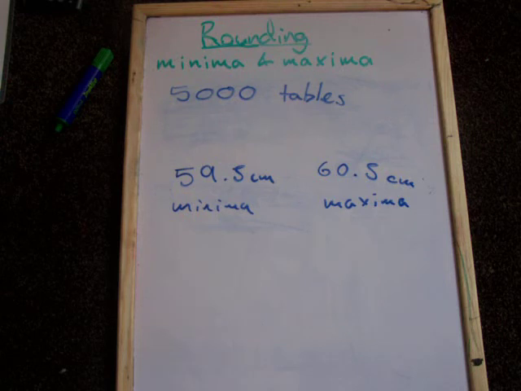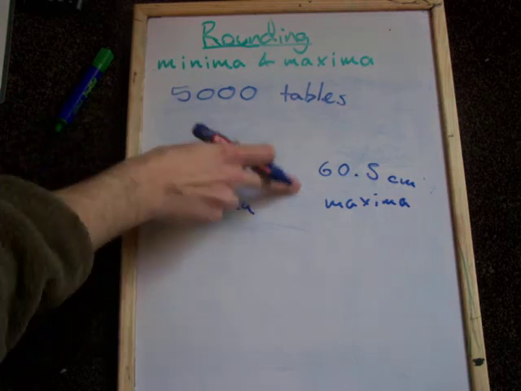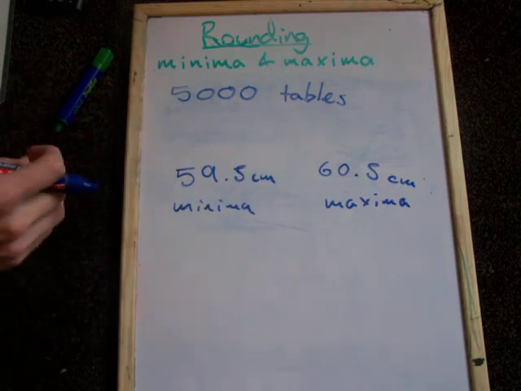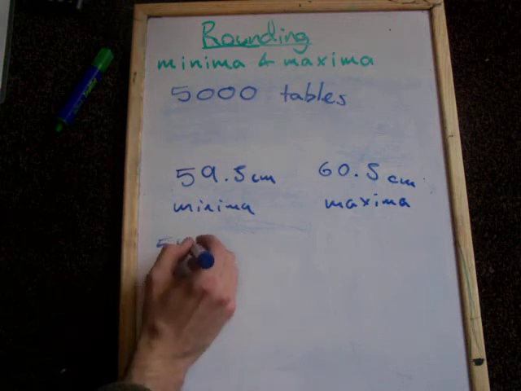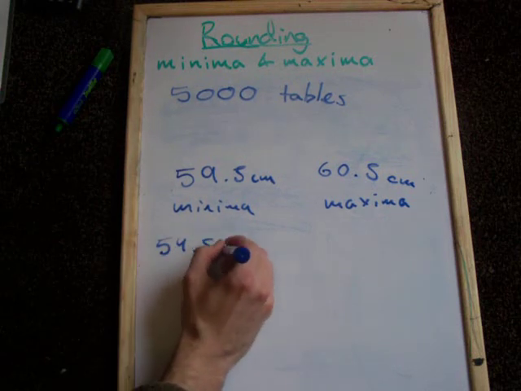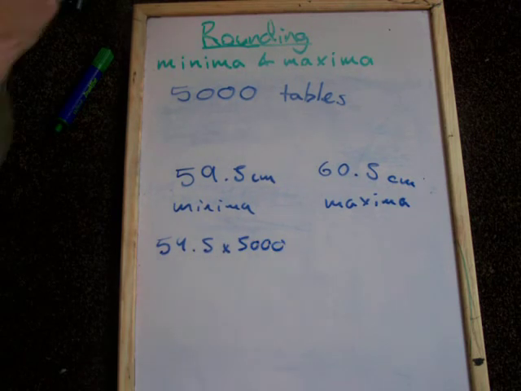Okay, the people in the company then have to ask themselves, how much wood are we going to order for these tables? Now the minimum possible amount of wood that they're going to need is going to be the minimum possible length of that table multiplied by 5,000. So the minimum value is going to be 59.5 multiplied by 5,000. Okay, and I'll do that on the calculator.